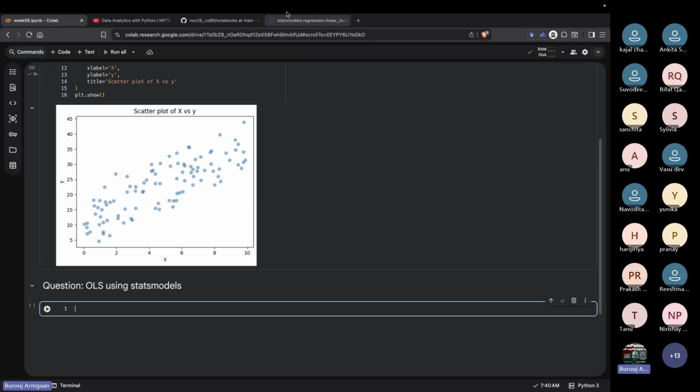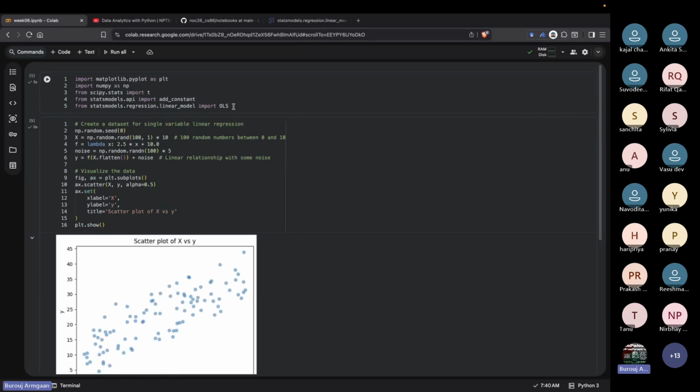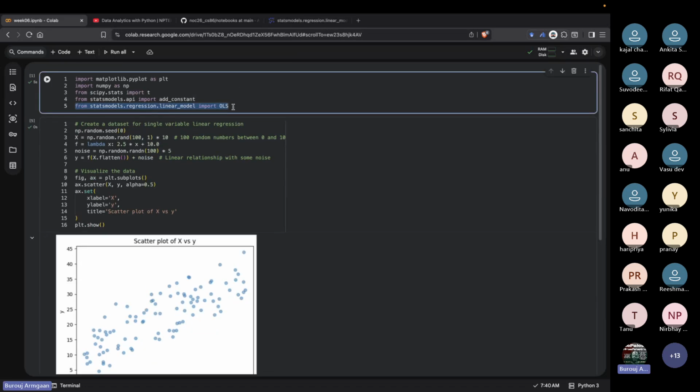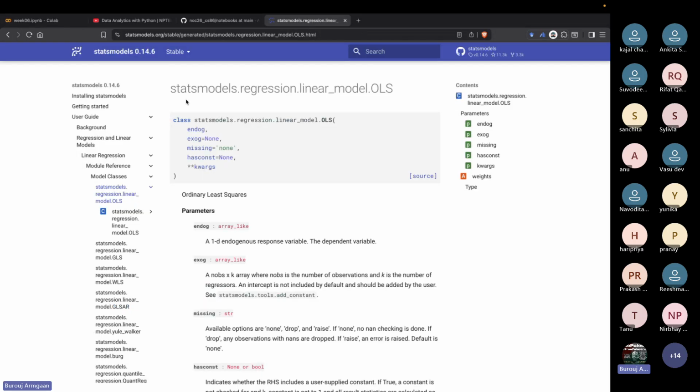All right, let's get started. So the first thing is that you should import the ordinary least squares from statsmodels. We can check the documentation. It looks something like this. It takes two main variables, your endogenous and your exogenous variables. Your endogenous variable is essentially your dependent variable. That is the thing you are predicting, your y. Your exogenous variable is your x. That is the independent variable.